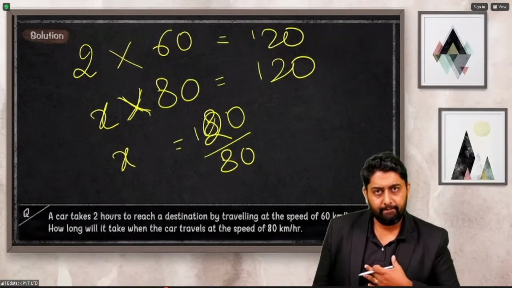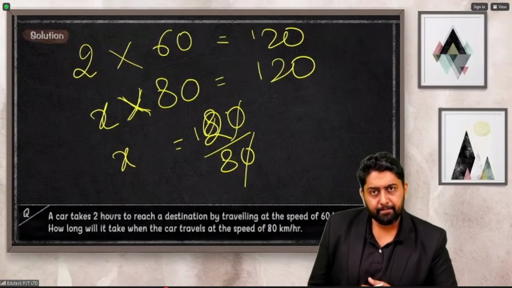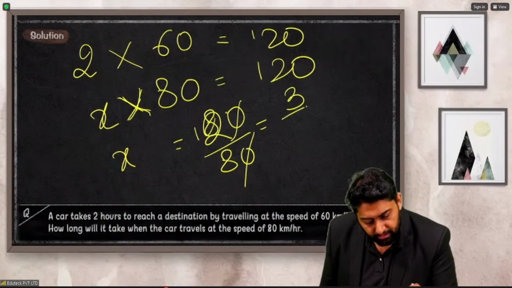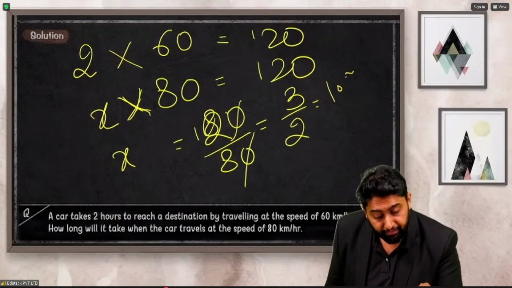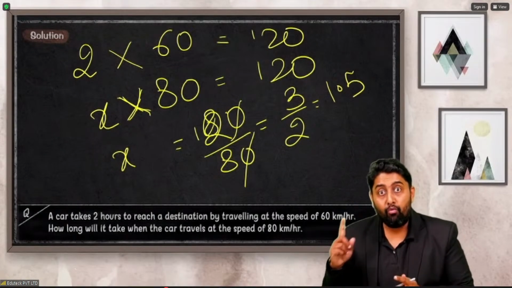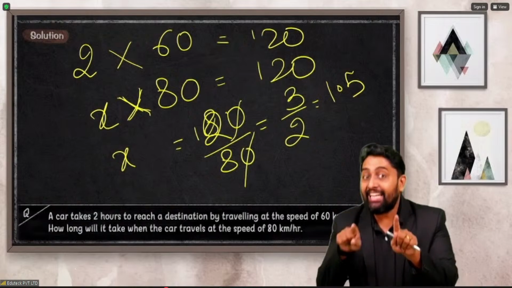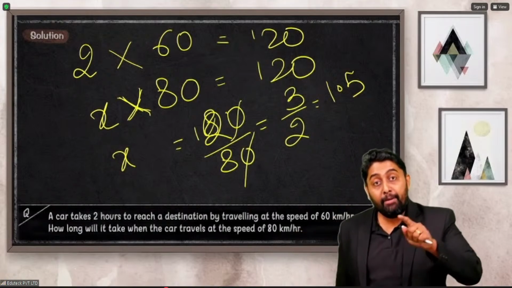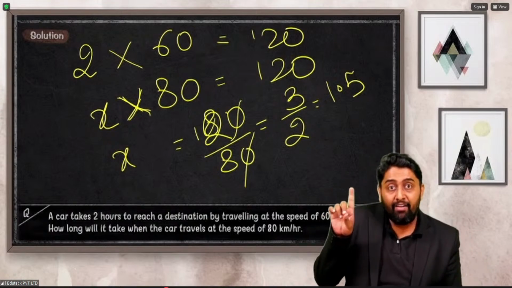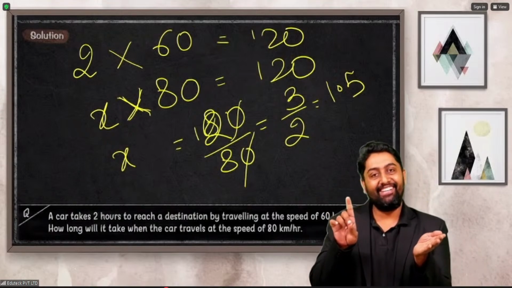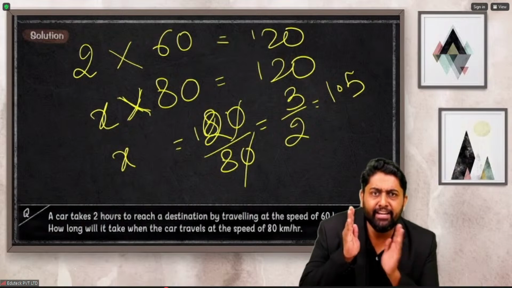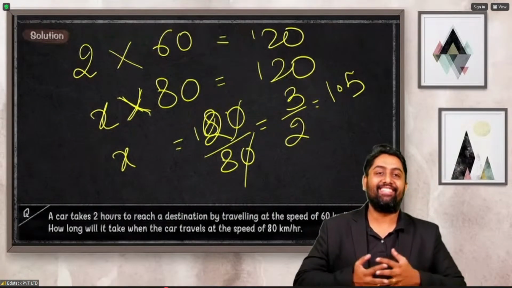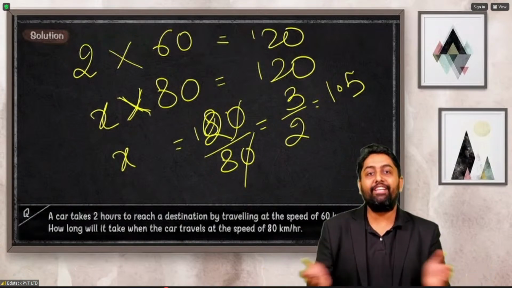Perfect. 0, 0 cut. 12 upon 8 can be rewritten as 1.5. 3 upon 2, which is 1.5. So y'all are thinking 1 hour and 50 minutes. Is that correct? No, sir. It's not. 1.5 hours means 1 hour and another half hour. So when I say 1 hour and another half hour, means it is 1 hour and how many minutes? 30 minutes. That was the trick part.